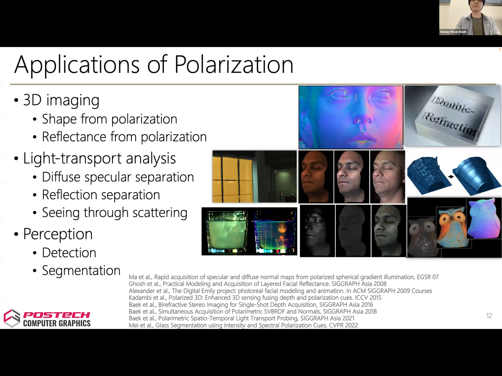Notable examples are shape-from-polarization, as probably many of you know, diffuse-specular separation, reflection removal for better photography, seeing through scattering, and the accurate detection and segmentation of polarization-dependent signals. Today, the organizers will probably provide more detailed information on these applications, and I'll just enumerate things here first.